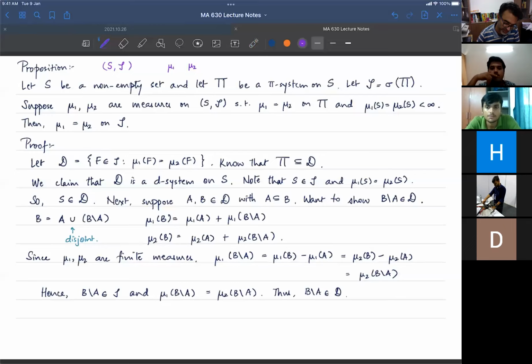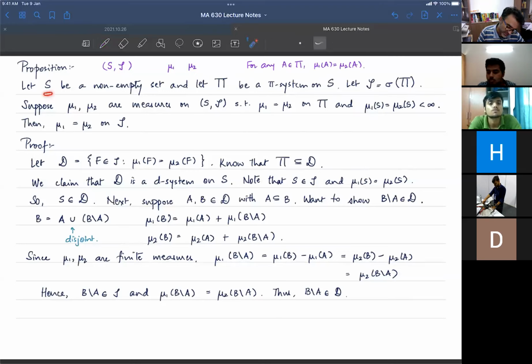Equal means they should agree for every set in S. But I give you less information. I tell you that for every set in some smaller family pi, mu1 of A equals mu2 of A. And the question is, can you conclude that mu1 and mu2 must be the same on the whole sigma algebra? This proposition is giving you some sort of partial answer.